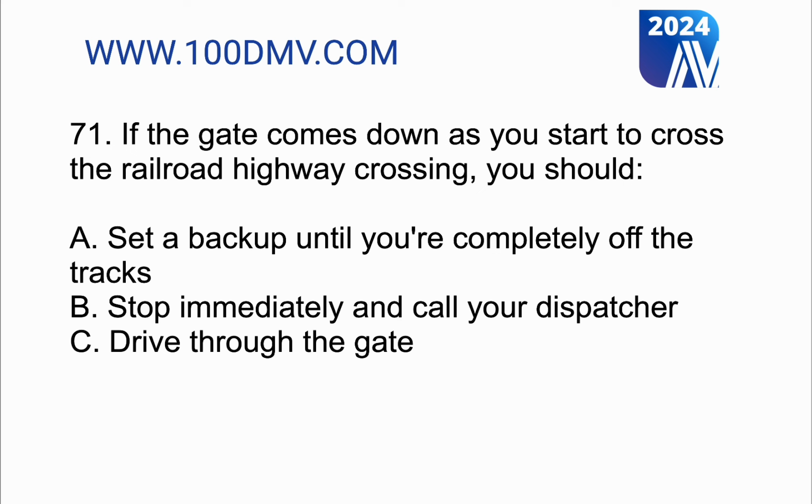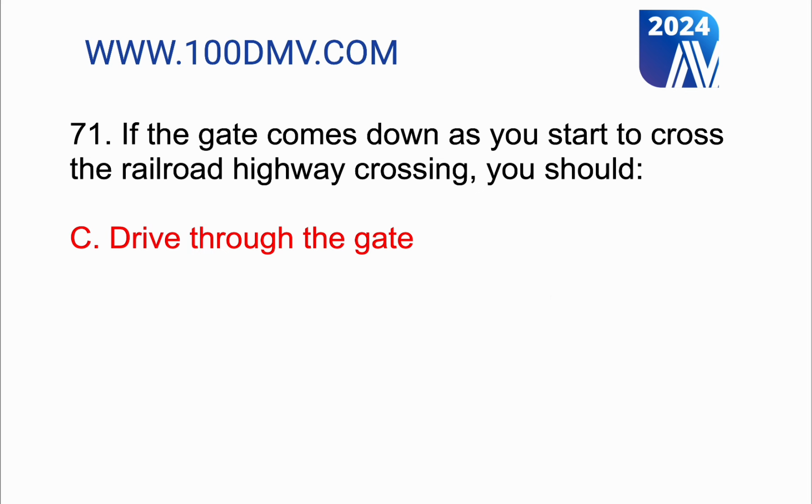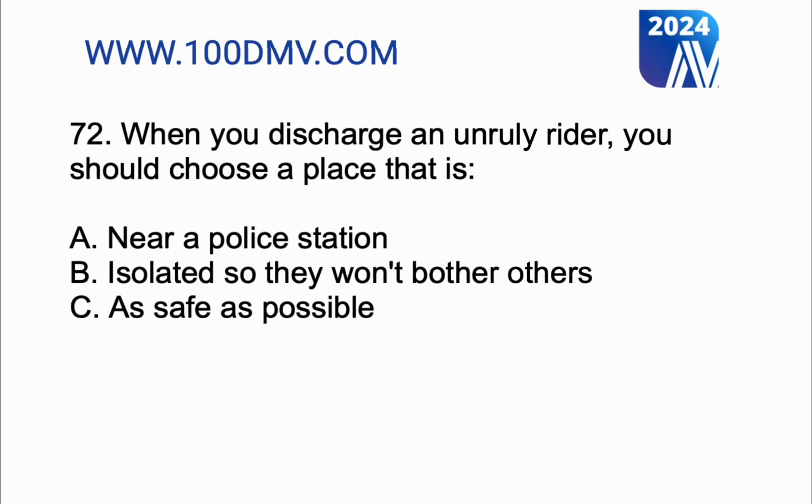71. If the gate comes down as you start to cross the railroad highway crossing, you should A. Set a backup until you're completely off the tracks. B. Stop immediately and call your dispatcher. C. Drive through the gate. Correct answer: C. Drive through the gate.